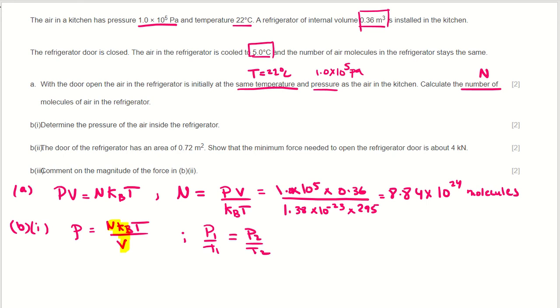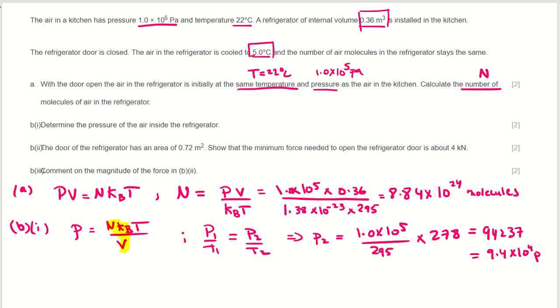So I can write that P2, which is the pressure inside the fridge, is equal to the pressure outside over the temperature outside, which is 295, times the temperature inside, which is 5 plus 273, which is 278. In this case, if I do it, the answer is going to be 94237, or 9.4 times 10 to the power of 4 Pascal.